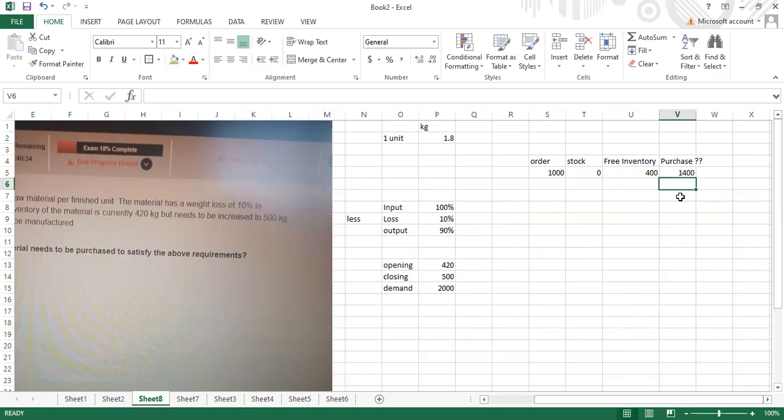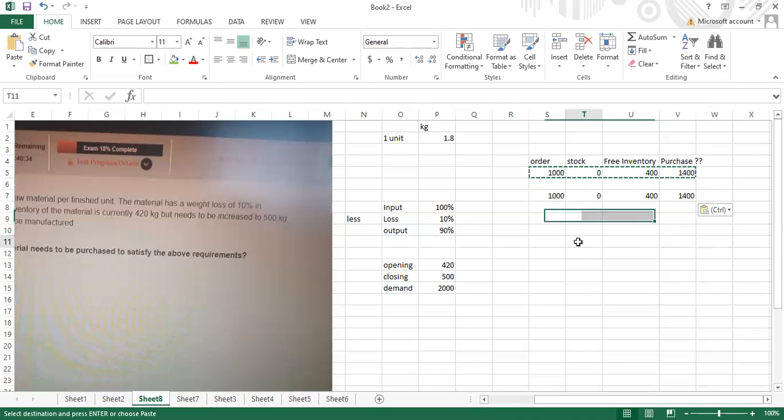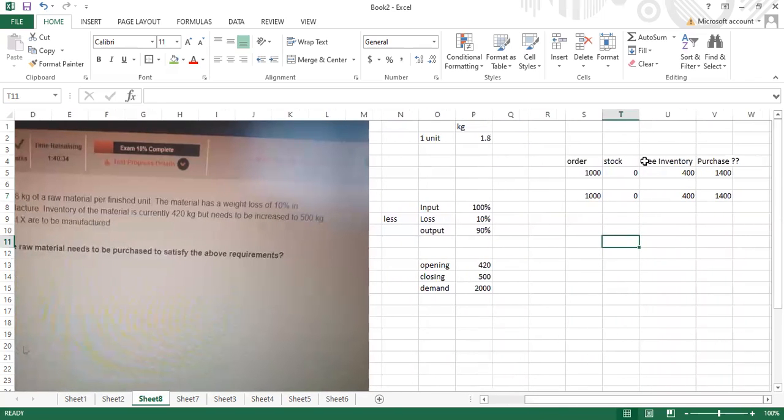It means that 1,000 you will prepare and give to that customer, and 400 would still remain in your stock. And it is also there, like sometimes, as this question says, right now you have 420 and you want to keep in your free inventory 500, and what is the demand?